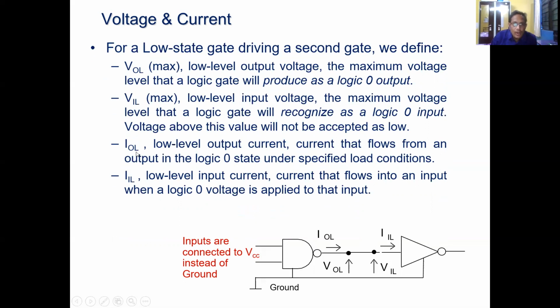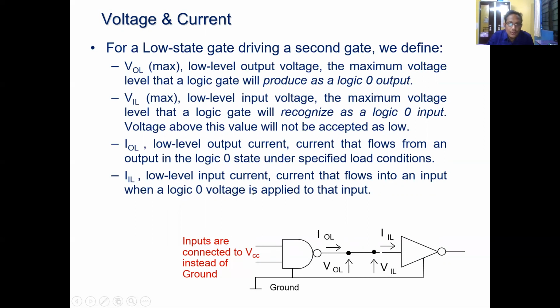Then this is IOL, that is called low level output current: the current that flows from the output in the logic 0 state under the specified load condition. Look here, this is again the NAND gate, but in this case the inputs are 1, 1. According to the property of the NAND gate, when both the inputs are 1, it shows output 0. So 0 voltage means 0 current, and you are making the cascading of another gate. So this IOL is the low level output current. That is why it is 0, and we are driving the particular gate by making the cascading.